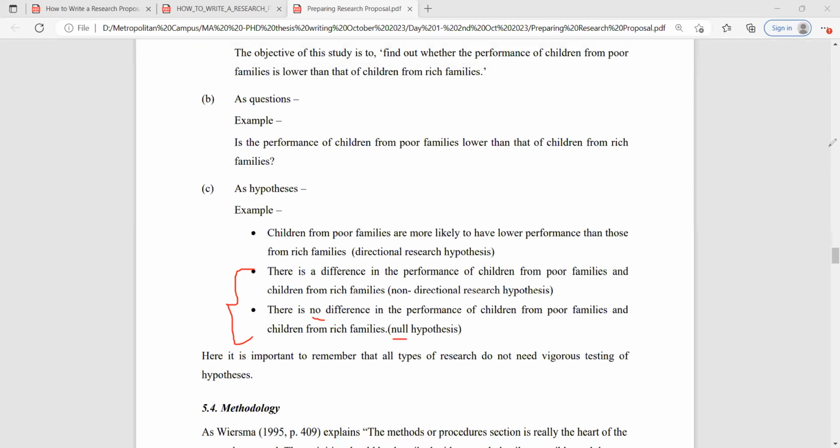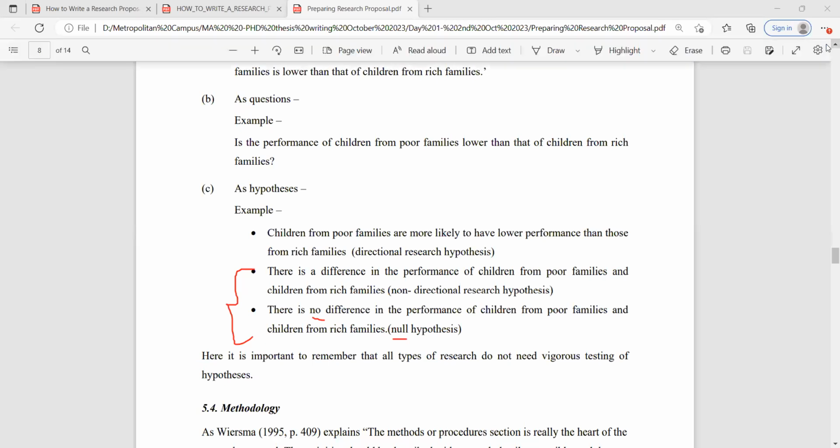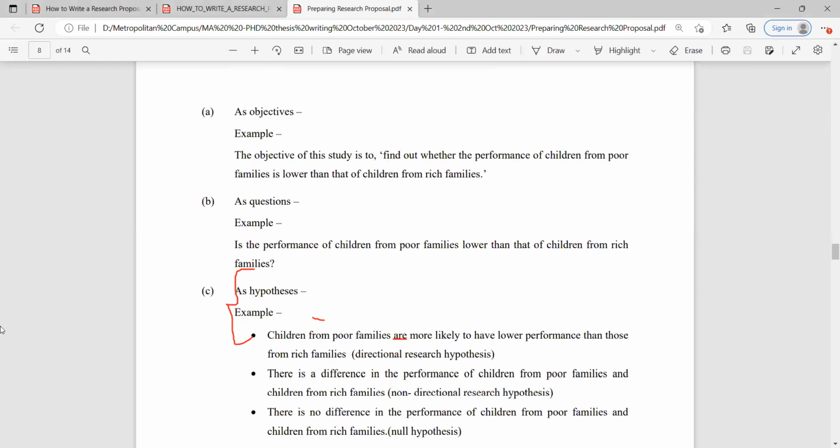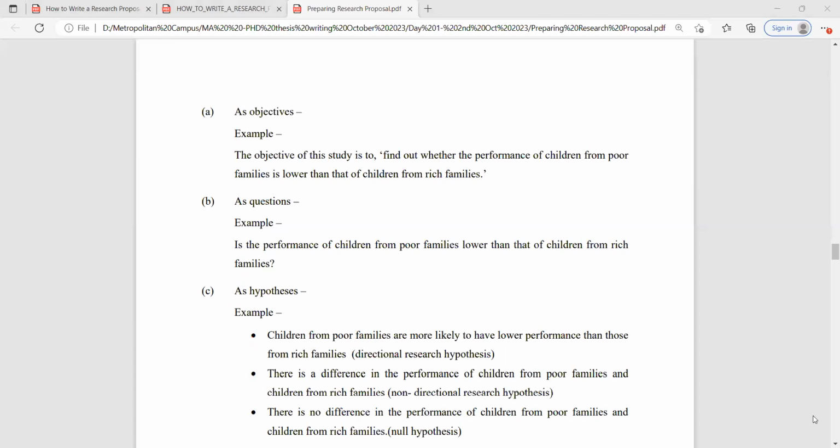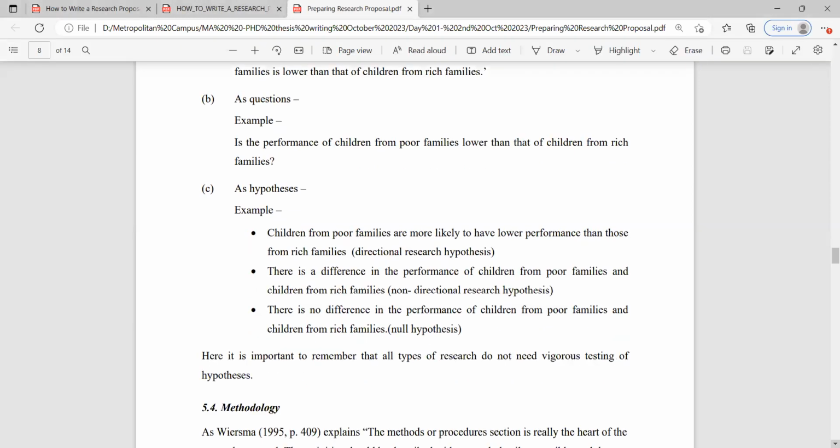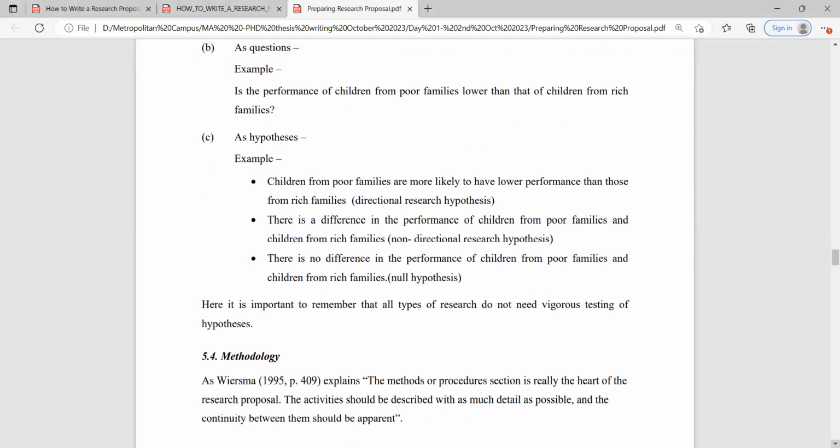That means first you have to prepare your research objective. From the research objective, you can prepare your research question. From the research question, you can prepare your hypothesis. I think it's very clear for you, right?